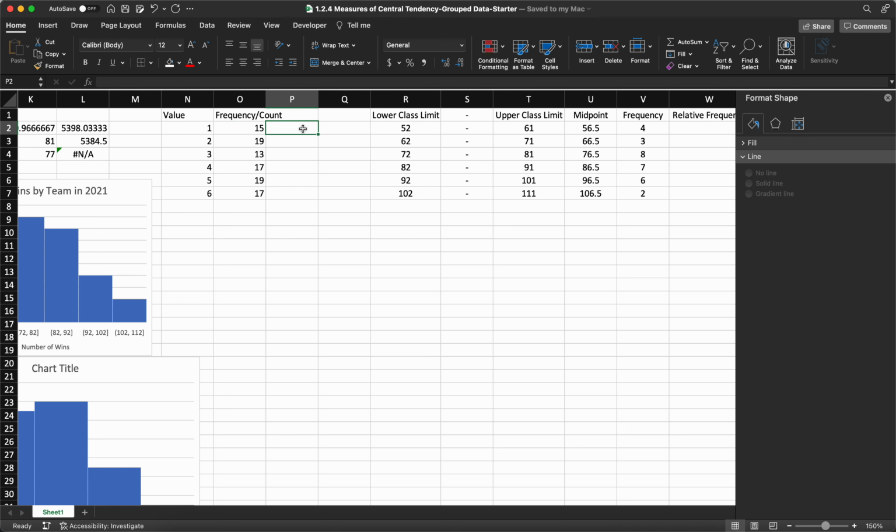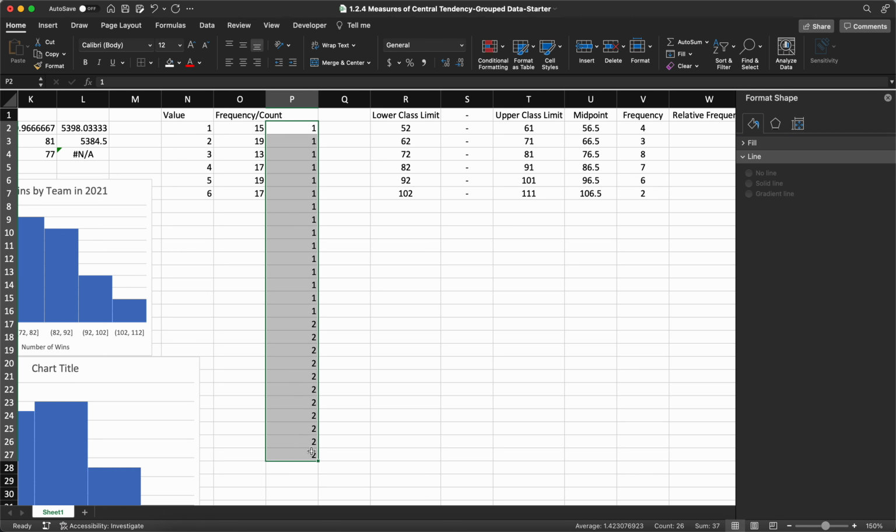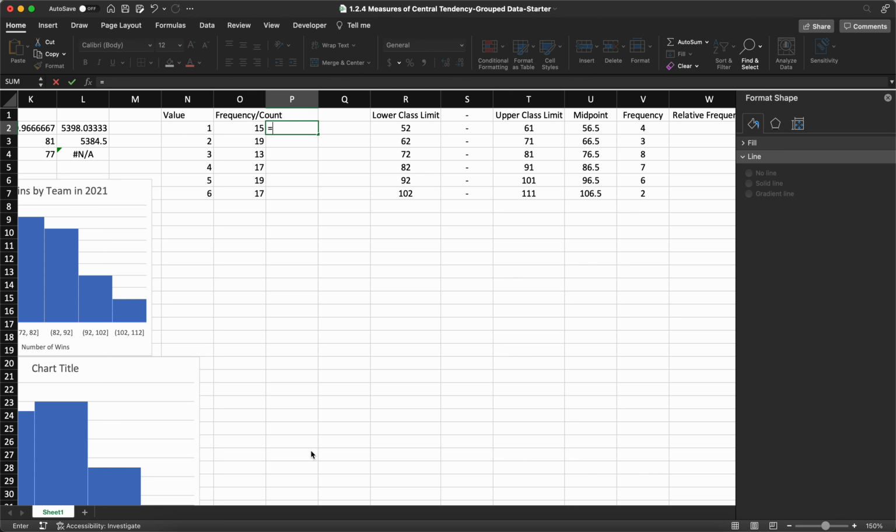So what I could do is think of this as 1 being written out 15 times, and then 2 being written out 19 times. But this defeats the whole purpose of having a spreadsheet if I have to write this all the way out. And then I could find the average using the average formula that way. But I can do this much faster using the spreadsheet.